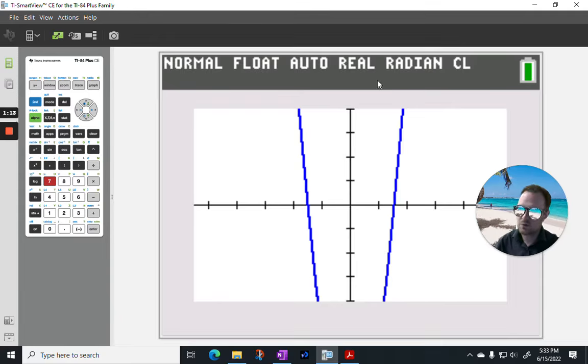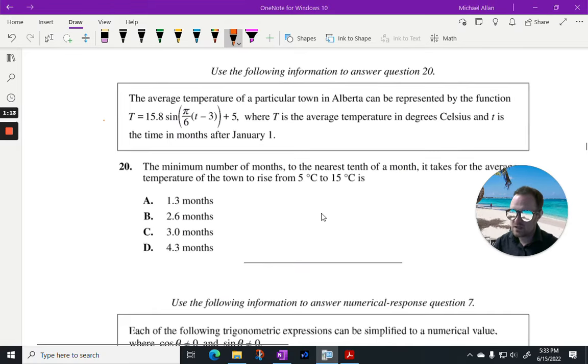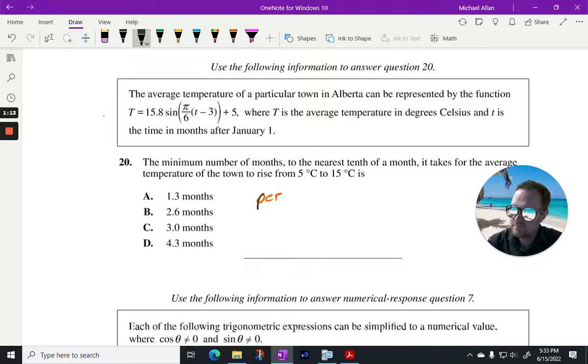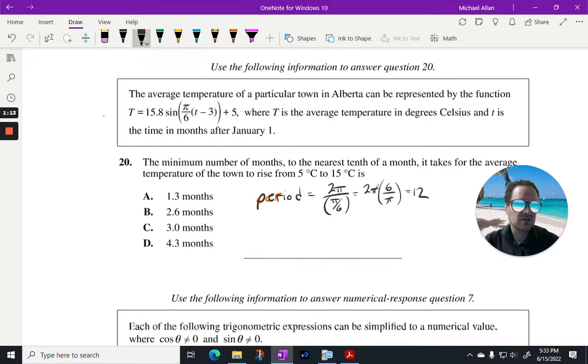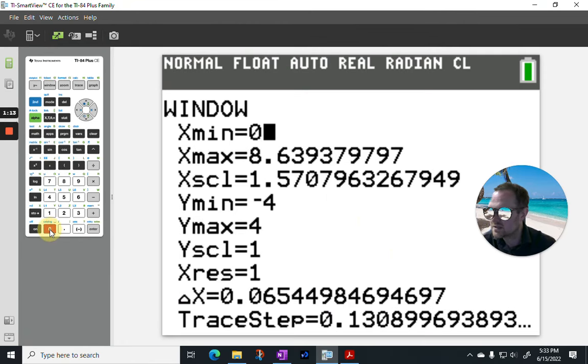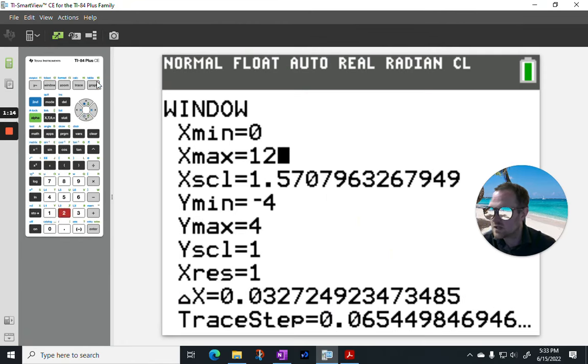Okay, but that's not the proper window. To get the proper window, we're going to have to figure out what the period is, so I can figure out what my range is going to have to be. So let's find out what the period is first. My period is going to be 2 pi divided by the b value. Pi over 6. So I'll go through all the steps here: 6 over pi, because you have to calculate across it. 12. Okay, so now I know the period should be 12. So I'm going to go to my window. I'm going to start at 0 and go up to 12.